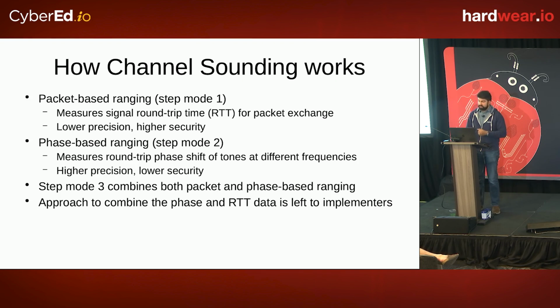This approach allows achieving higher precision than packet-based ranging for distance estimates, but it's harder to achieve the same level of security because the tones that are sent for phase-based ranging don't contain the same amount of pseudo-random information in there. There's also a mode in channel sounding for ranging steps called mode 3, which is essentially doing both mode 1 and mode 2 in a single step, where it sends both a packet and a tone in both directions.